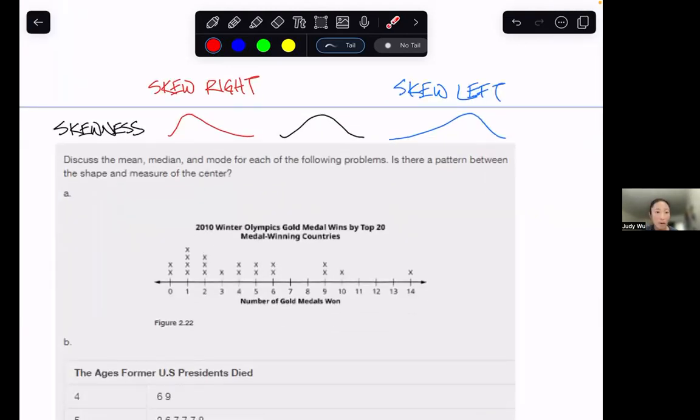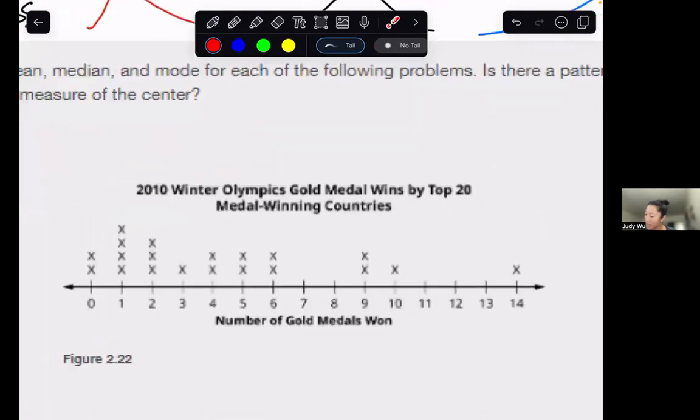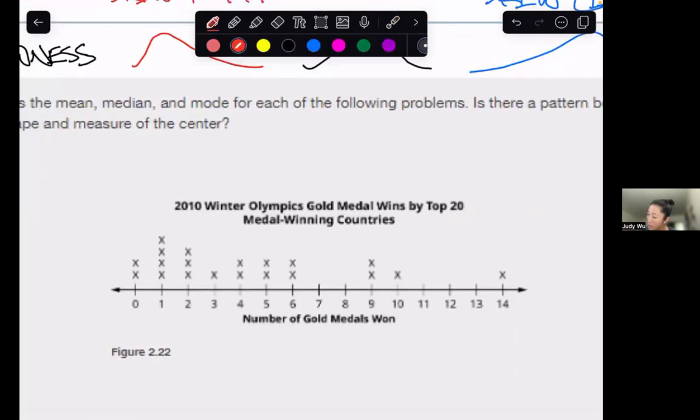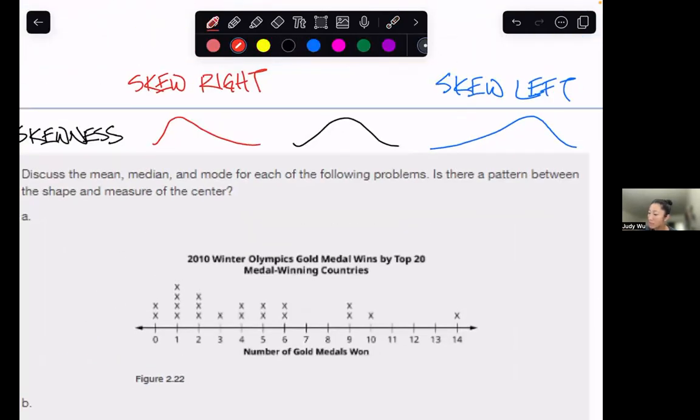All right. So now that we've got that image in mind, let's take a look at the question. So it says, discuss the mean, median, and mode for each of the following problems. Is there a pattern between the shape and the measure of the center? Okay. So let's take a look at A. In this figure, we've got the number of gold medals won by country in the 2010 Winter Olympics. And so if I look at this data, all right, and I wanted to think, okay, is it skew right, skew left, or neither of those?